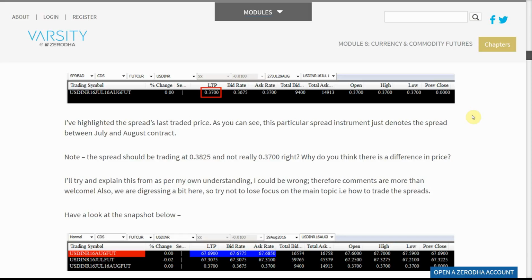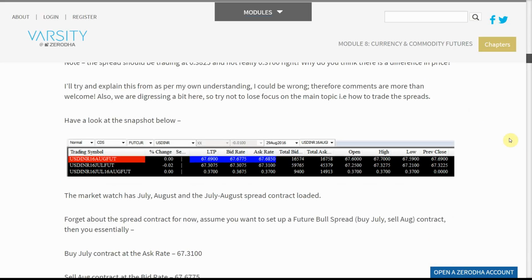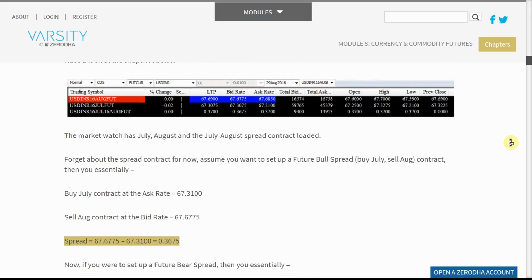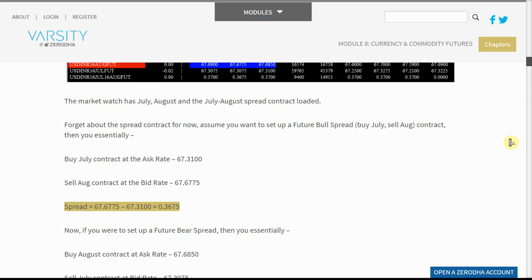Have a look at the snapshot below. The market watch has the July, August and the July-August spread contracts loaded. Forget about the spread contract for now. Assume you want to set up a future bull spread. You buy the July contract at the ask rate 67.3100 and sell the August contract at the bid rate 67.6775. Spread equals 67.6775 minus 67.3100 equals 0.3675.